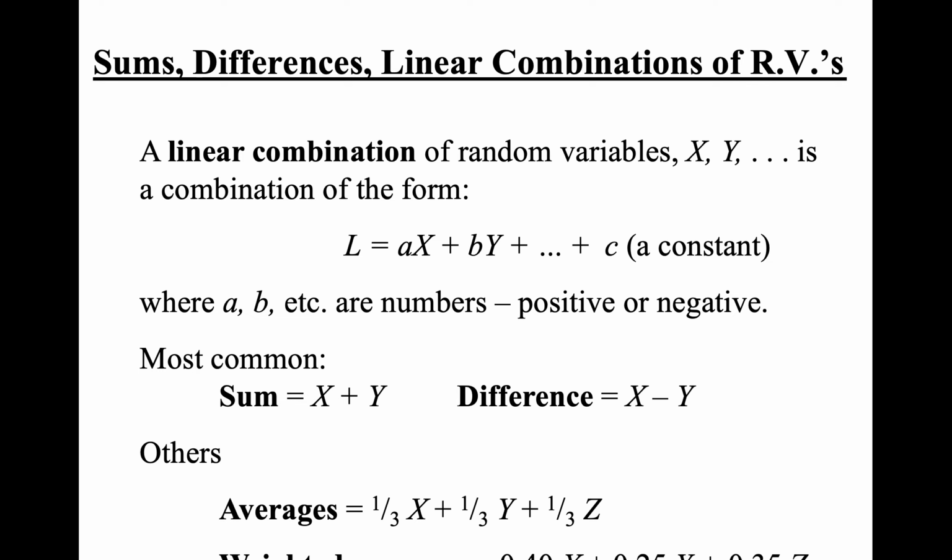So we learn about the sum, difference, and linear combination of random variables. A linear combination of random variables X and Y is a combination of the form L equals aX plus bY plus c, where a, b, c are numbers, positive or negative. Most common are the sum, X plus Y, and the difference, X minus Y, and others, meaning the average is 1/3 X plus 1/3 Y plus 1/3 Z, and the weighted average is defined according to the proportion.